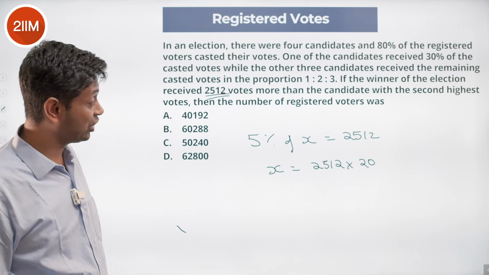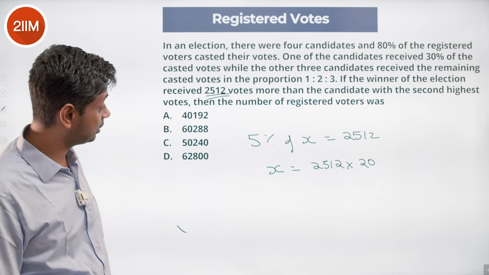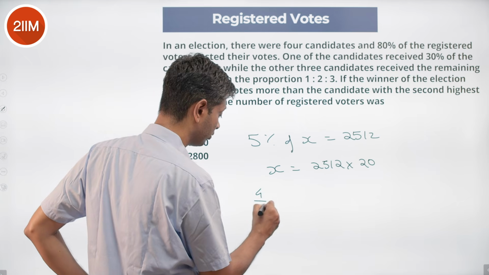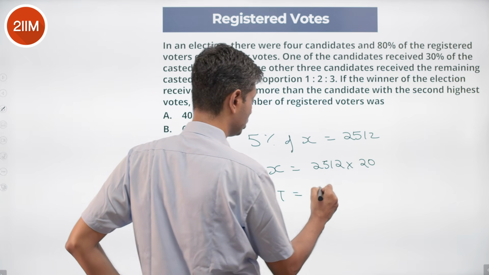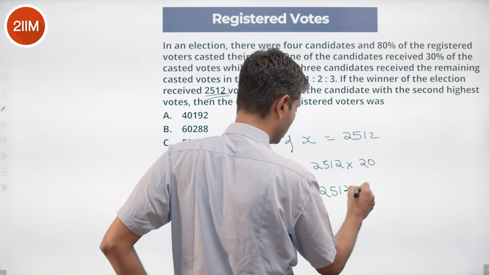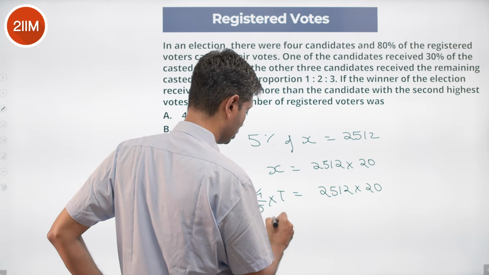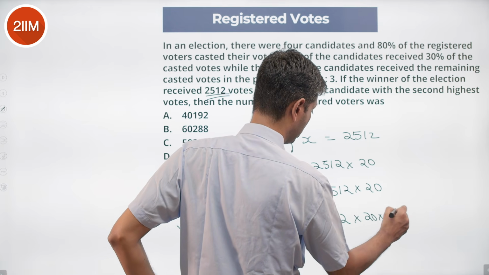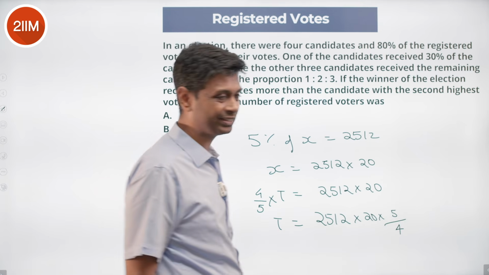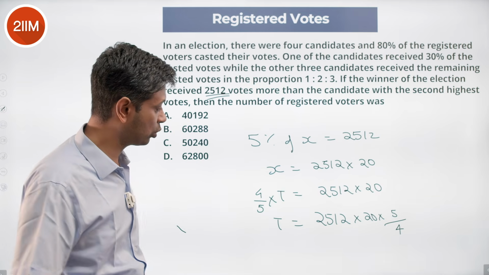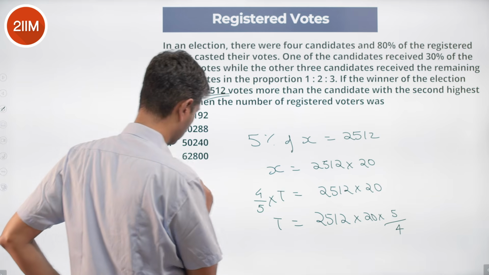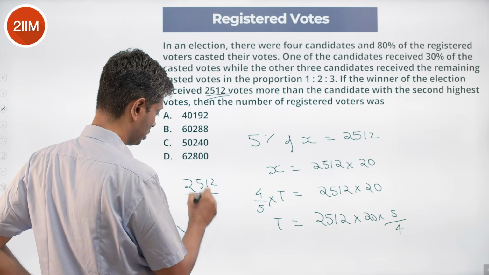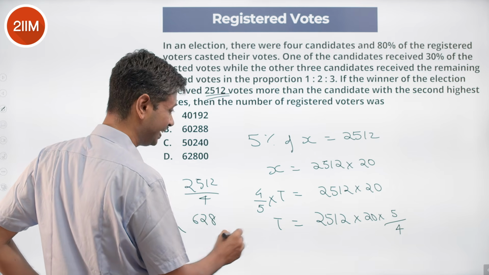We want the total number of registered voters. 80% of the registered voters is X, or 4 by 5 of total registered voters is 2512 into 20, or total number of voters is 2512 into 20 into 5 by 4. 20 into 5 is 100, easy to multiply. Do 2512 by 4 into 100. 2512 divided by 4. 6, 11 makes it 232. 628 into 100.